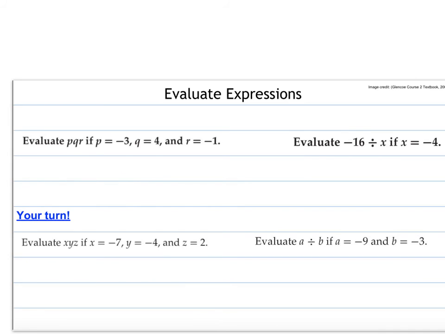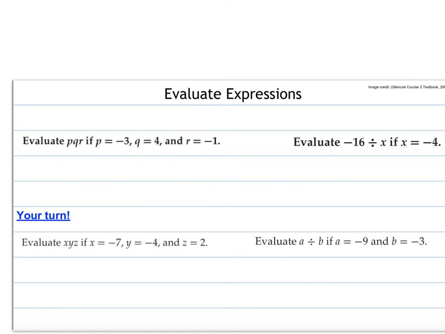Okay, last little bit. This is evaluating expressions. So remember to be careful with your negative signs. So evaluate P times Q times R if P is negative 3, Q is 4, and R is negative 1. Maybe a good place to pause and write these down and then show, or watch some and then try.